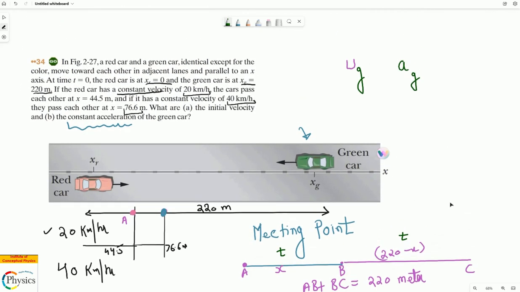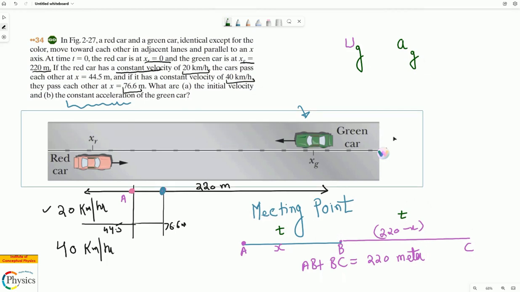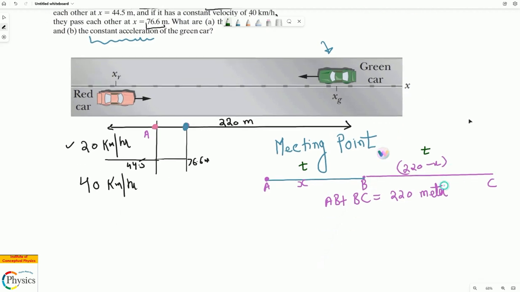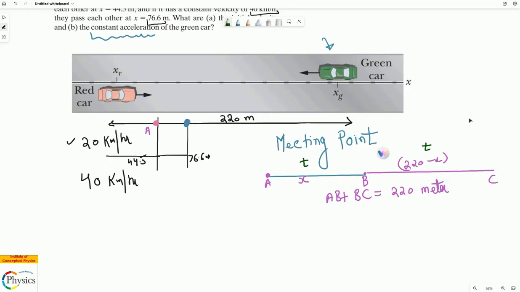I have already told you the green car's initial velocity, and the constant acceleration is a g. All right, so let's use that concept. At the first meeting point, which is A, let's write the equation for A. And this is the way you need to solve the numericals. First, you draw the diagrams, understand the picture clearly, and then find out the logic, and then start writing the equation.